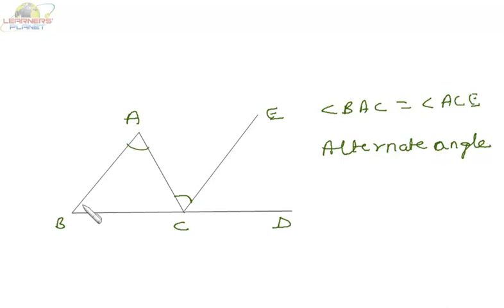Along with that, this angle, suppose I just double line, this angle, that is angle ABC, is equal to angle ECD. And why is it so? Since both of them are corresponding angles.